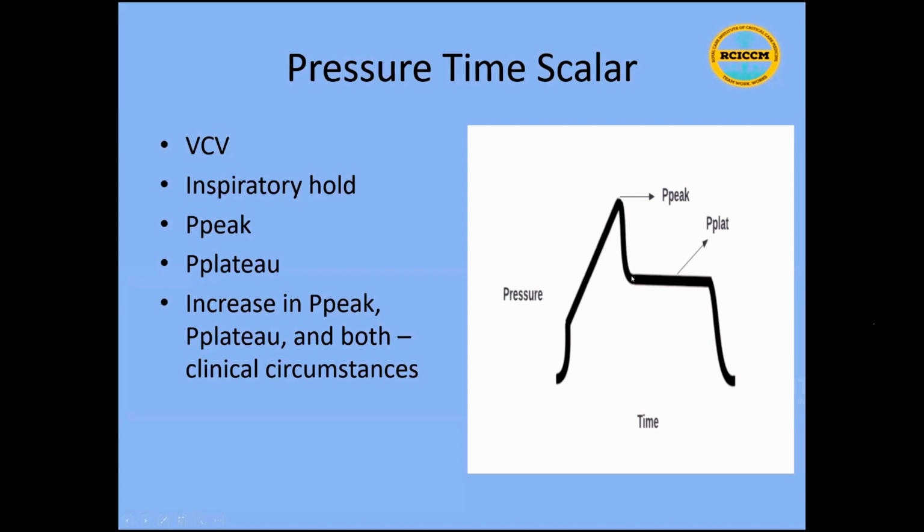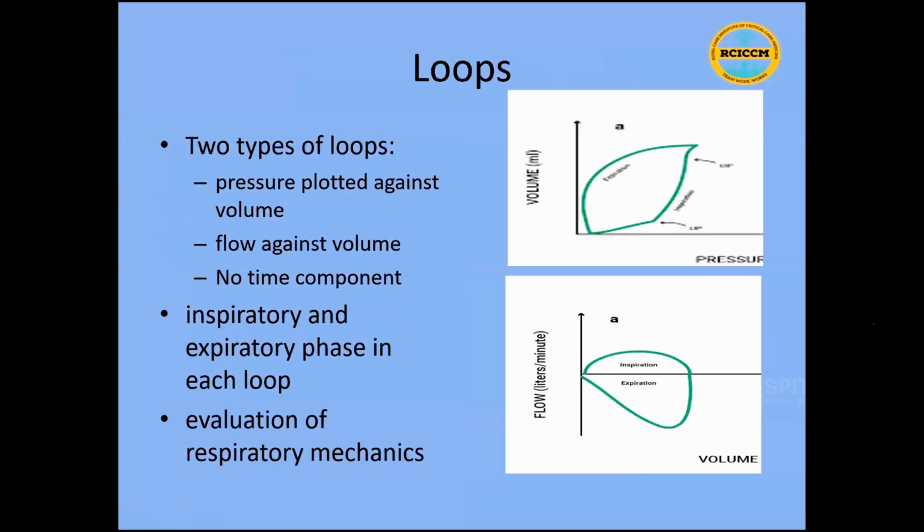That much of a pressure would drop again, and then in a way you are looking at the alveolar pressure, and that would be depicted by the plateau pressure. So the airway resistance is negated, and you are looking at the alveolar pressure by the depiction of plateau pressure. There would be instances where there is an increase in peak pressure or the plateau pressure, or it could be both of them. In certain clinical circumstances, it can be increased. And all this vital information could be given by the pressure time scalar.